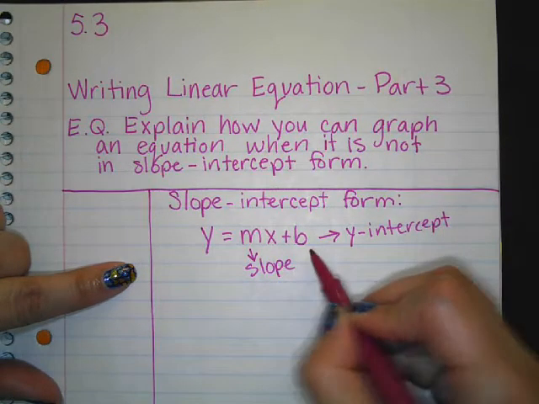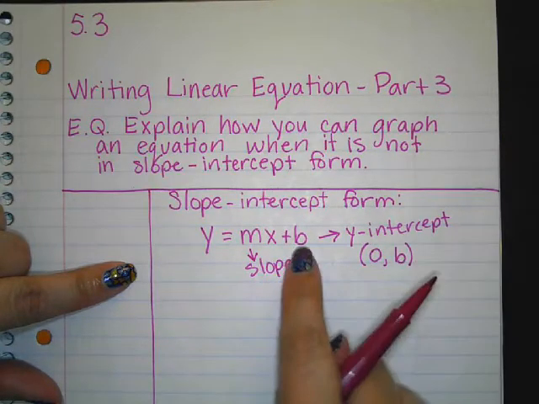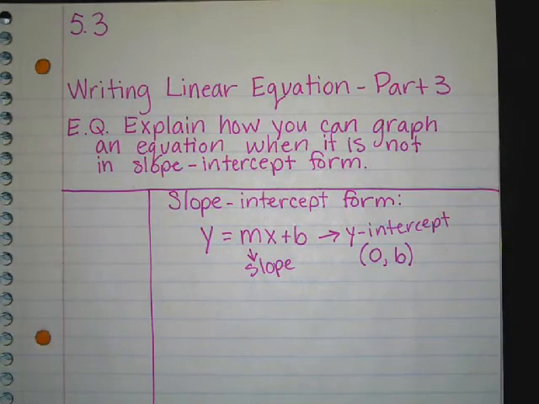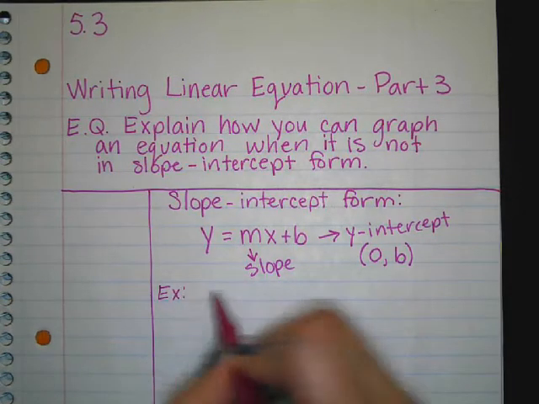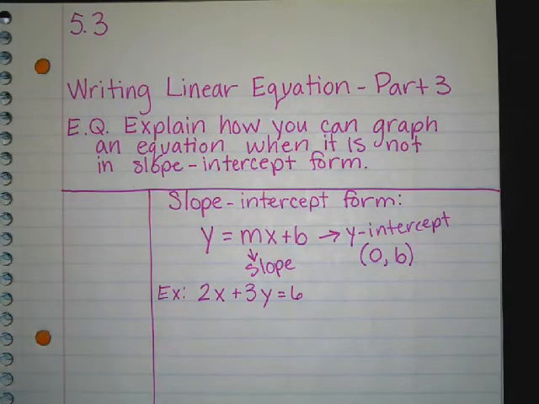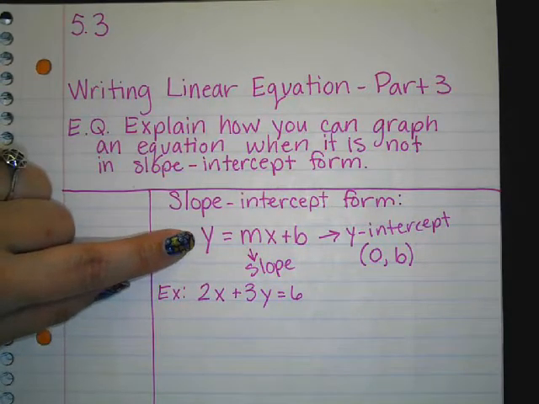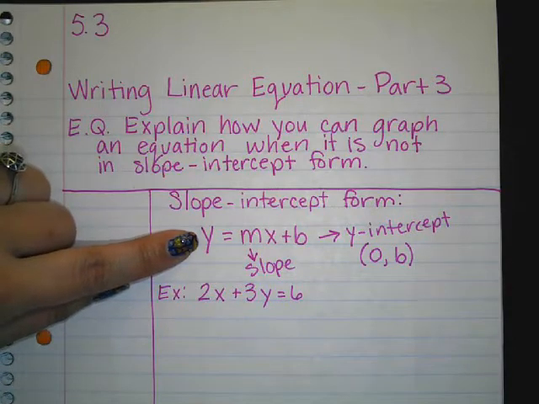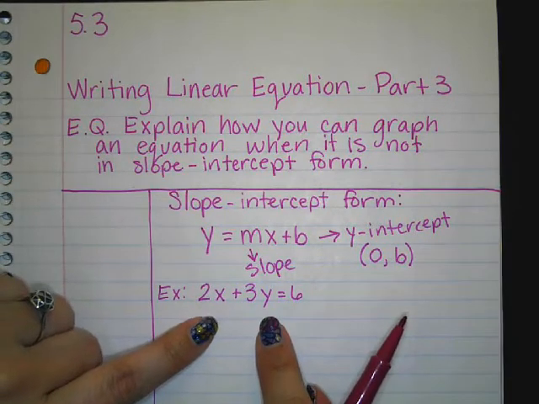And that means that the b value gives us a point, (0, b), and that's where it's going to cross the y-axis, okay? So let's say that we have an equation that's written 2x plus 3y equals 6. Now this equation is not in slope-intercept form. Slope-intercept form is also called the y equals form, because it starts with the y and then the equal sign and then everything else is on the right hand side. This equation is not set up like that. This is actually standard form.